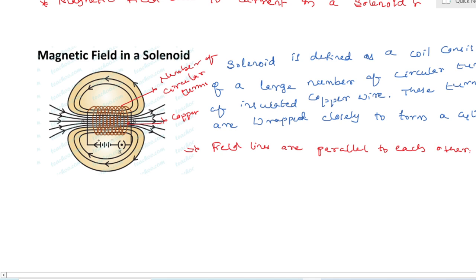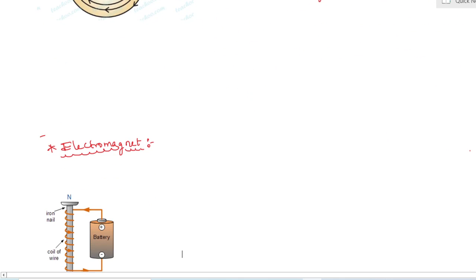Yes, my dear students, just remember here what is meant by a solenoid. It is defined as a coil consisting of a large number of circular turns of insulated copper wire. These turns are wrapped closely to form a cylinder. Also, a current carrying solenoid behaves as if it has north and south poles. The field lines inside the solenoid are parallel to each other. Thus, the strength of the magnetic field is the same at all points inside the solenoid.